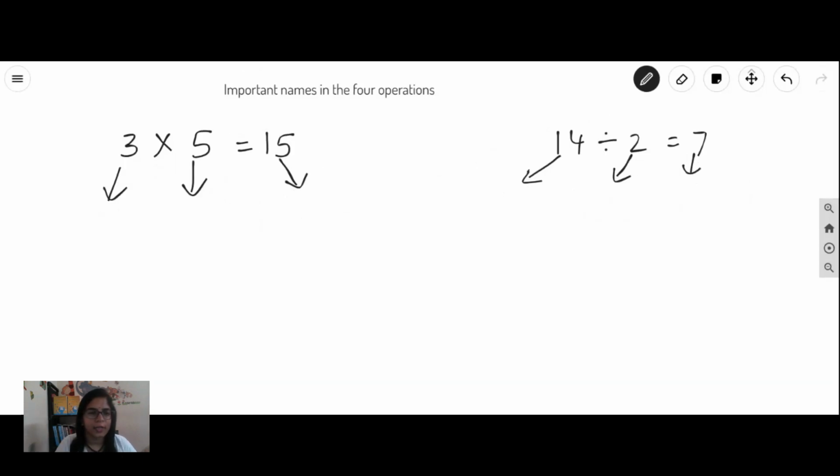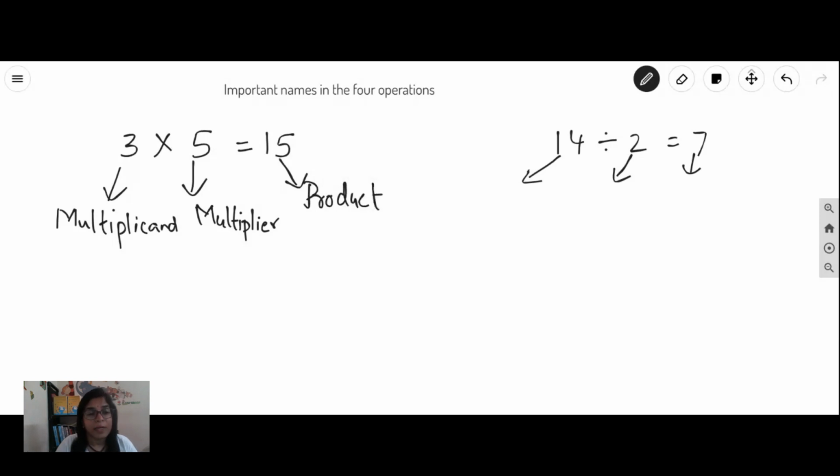Coming to multiplication, let's take 3 times 5 is 15. Note, I am always reading it as 3 times 5. I am not reading 3 into 5. That's a wrong way of reading. Now, what is this 3 called as? It is called the multiplicand. And the 5 is called the multiplier. And the answer is called the product.